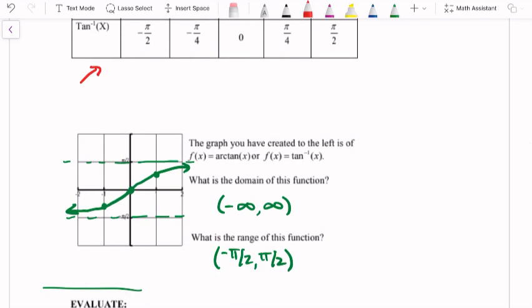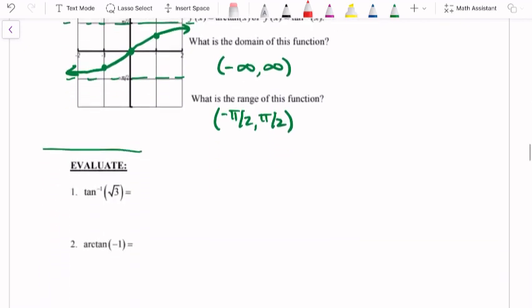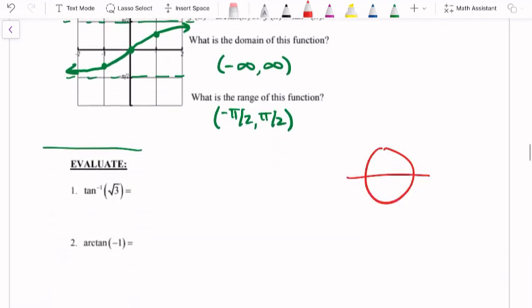So the domain of our function is the range of the original, so -infinity to infinity, and the range of our function is the restricted domain of the original, which is -pi over 2 to pi over 2. Okay, so when we are talking about inverse tangent, if this is our range, -pi over 2 to pi over 2, we're talking about these two quadrants, quadrant 1 and quadrant 4.